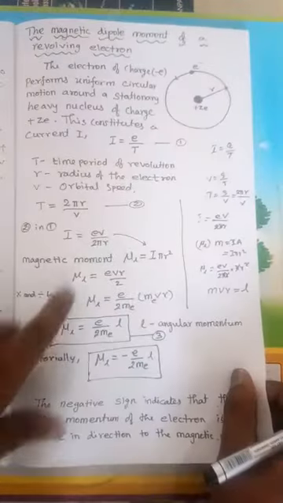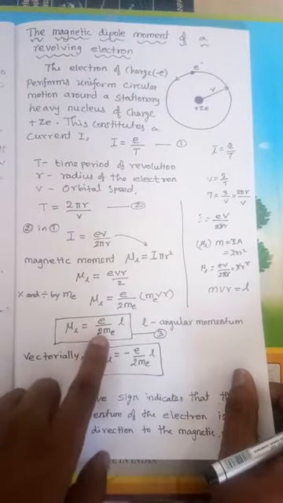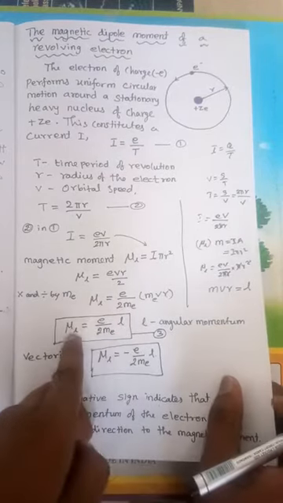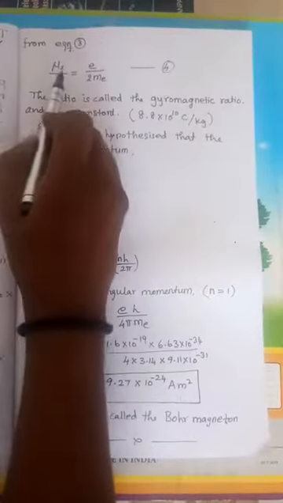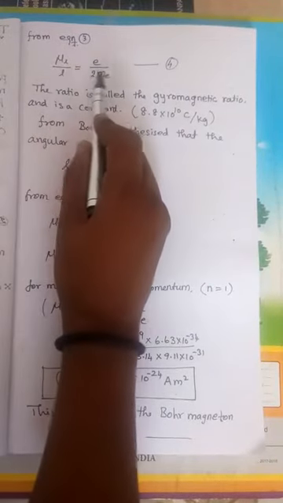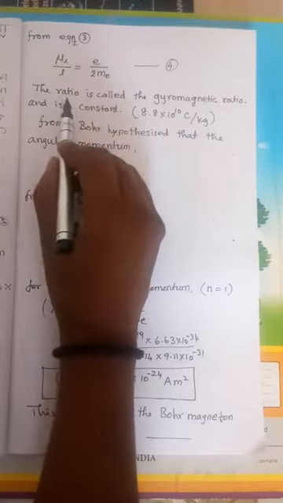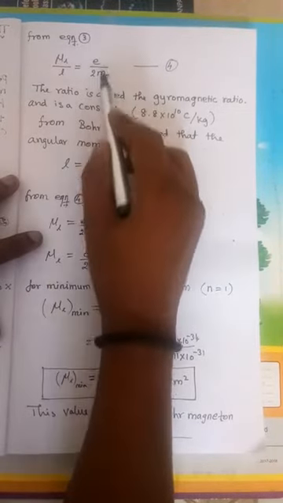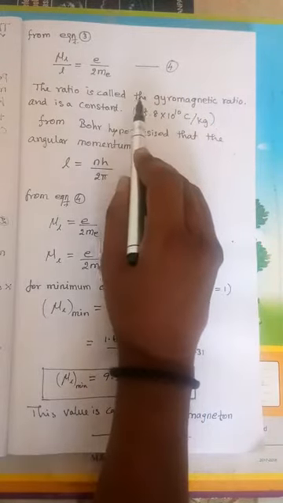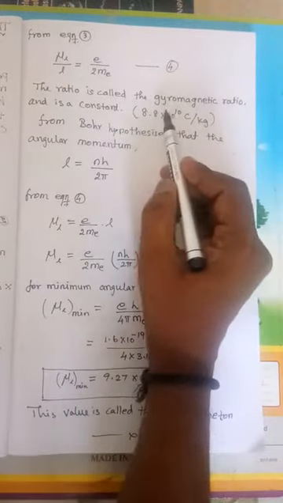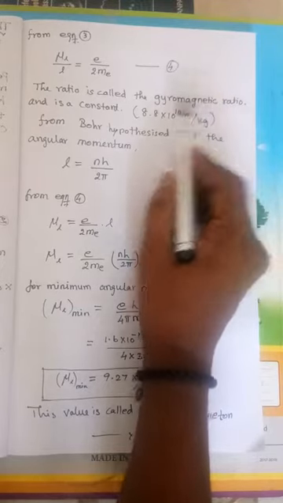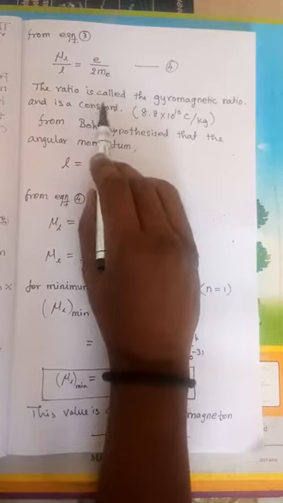Now from equation 3, mu L is equal to e by 2me into L. So you cross multiply L: mu L by L is equal to e by 2me. This ratio is called the gyromagnetic ratio. Gyro means spinning, so it's a spinning ratio value. So this is called the gyromagnetic ratio.